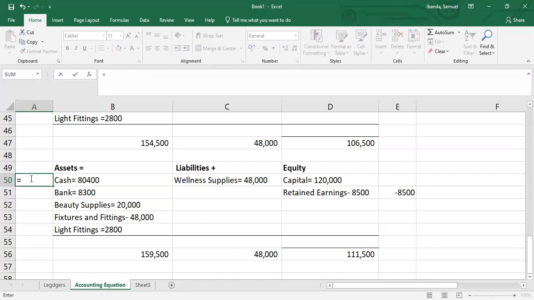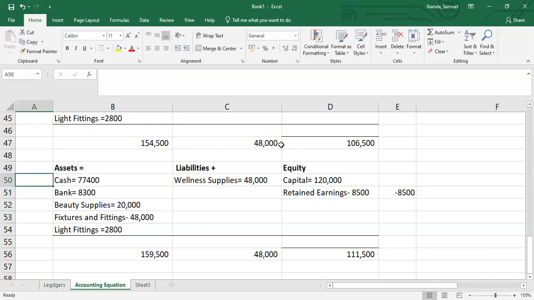My 80,400, I'll remove the wages of 3,000. I'm trying to record this here. I think I hadn't. So 3,000 gets me to 77,400. So I'll try to record this. This is 77,400.